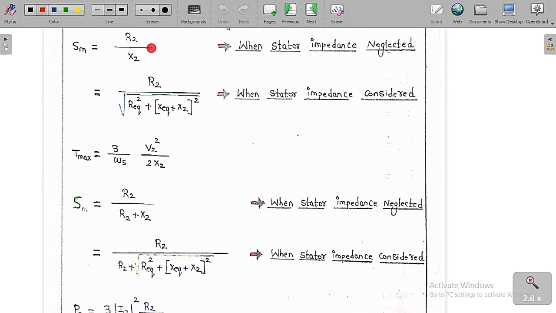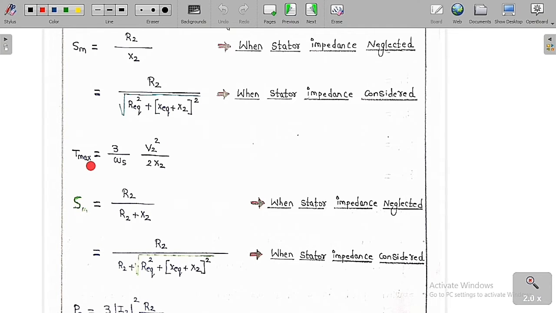So slip at maximum torque is equal to R2 by X2 when the stator impedance is neglected. If you consider the stator impedance, then you have to do it like this: R2 by under root over R equivalent square plus X equivalent plus X2 whole square. So it is going to be modified to under root over R equivalent square plus X equivalent plus X2 whole square. Whenever you consider the stator impedance, the slip is going to become R2 by under root over R equivalent square plus X equivalent plus X2 whole square.